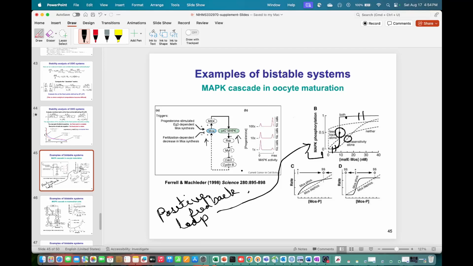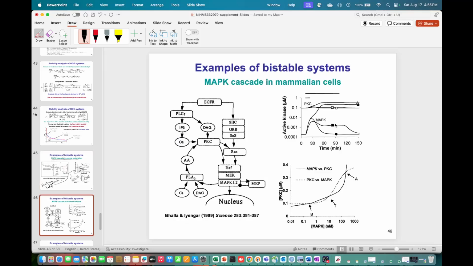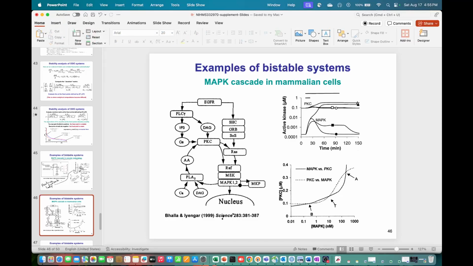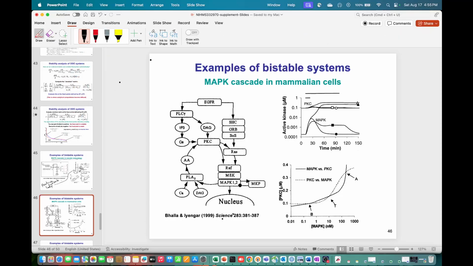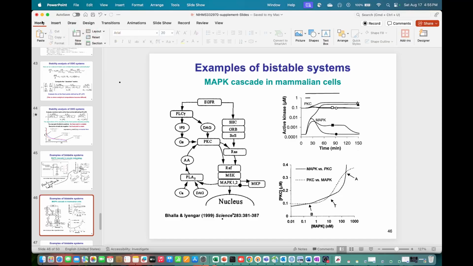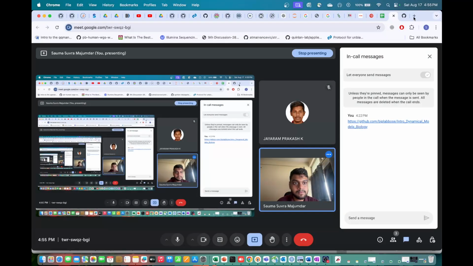So this is an example of the positive feedback loop, where they are checking the MAP kinase cascade for oocyte maturation, and the behavior of the system is something like this, right? So this is one MAP kinase model. Another MAP kinase model is basically this one. So this is this paper, if you go and check it out.